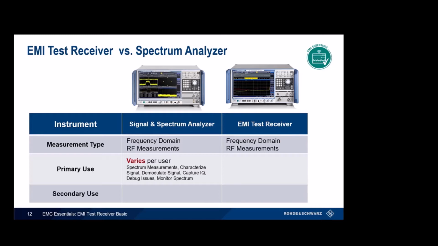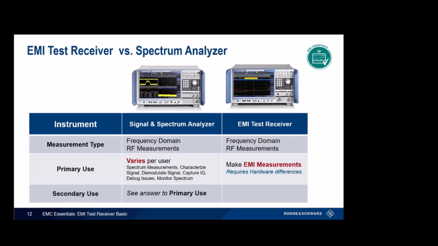For the EMI receiver, it is different. If you ask, it will almost always say the same thing, and the reply will be to make EMI measurements. Since everyone's trying to get the most value out of their instruments, we'll ask them what is the secondary use for their instruments. Again, for the spectrum analyzer, the answer will vary based on the user. So we'll leave it as vary for a secondary use.